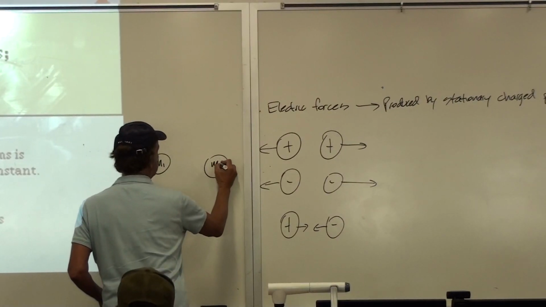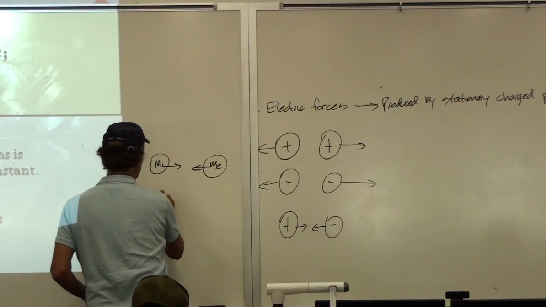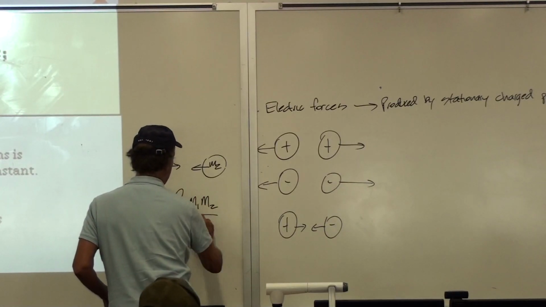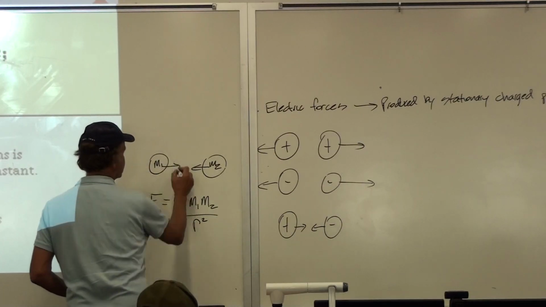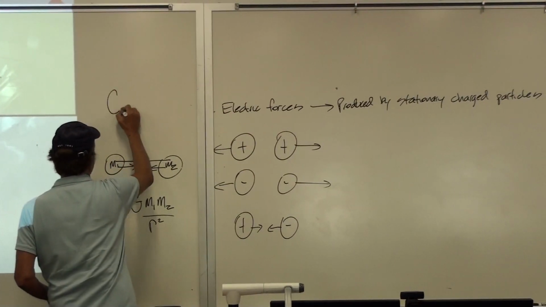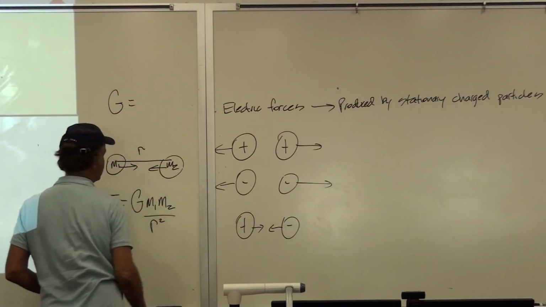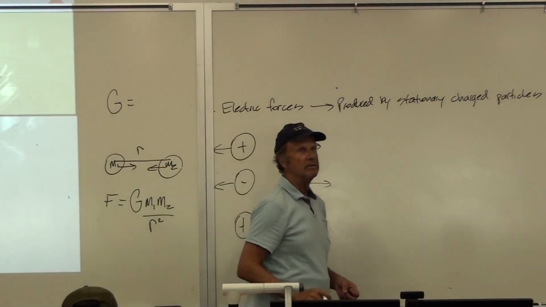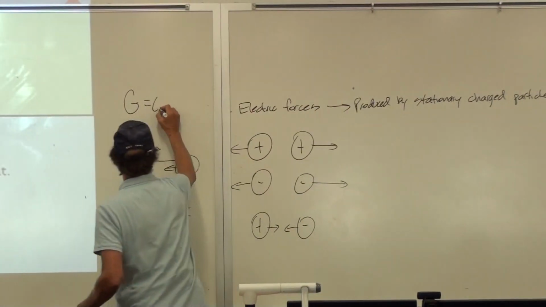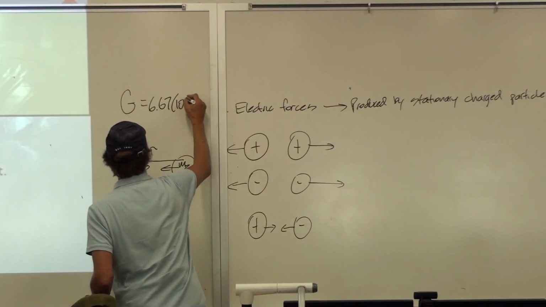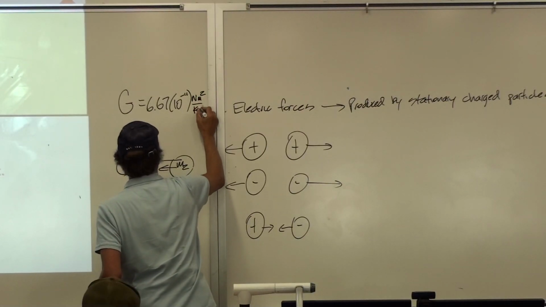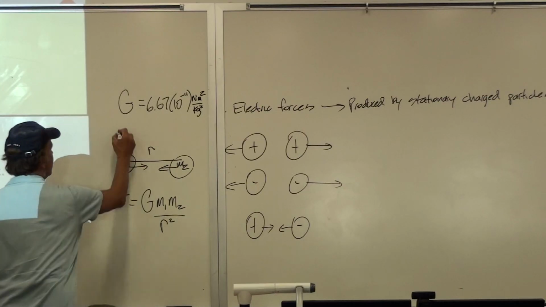We have M1 and M2. We learned before that the force of attraction is our universal gravitational constant times the product of the masses divided by the distance squared, where r is the distance between the centers of the masses. G is our universal gravitational constant, not to be confused with little g, which is the acceleration due to gravity. G is 6.67 times 10 to the minus 11 Newton meters squared per kilogram squared. So it's a very small number.